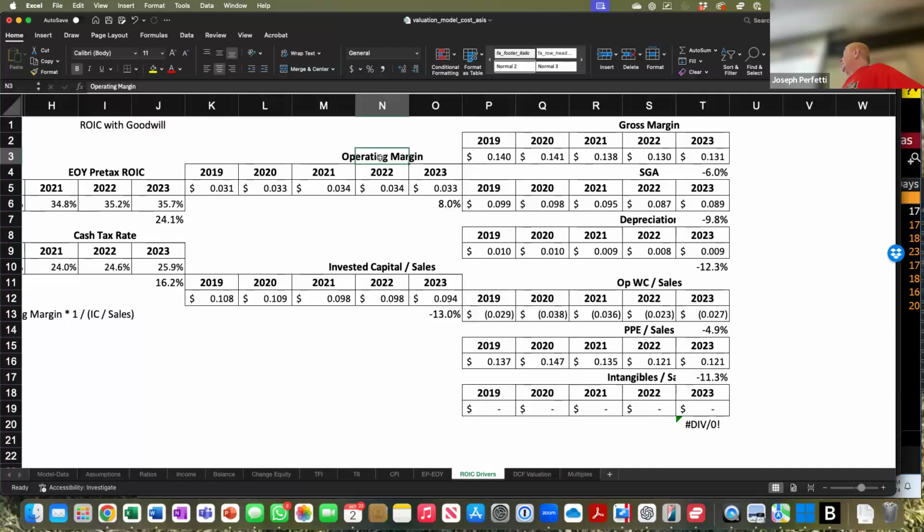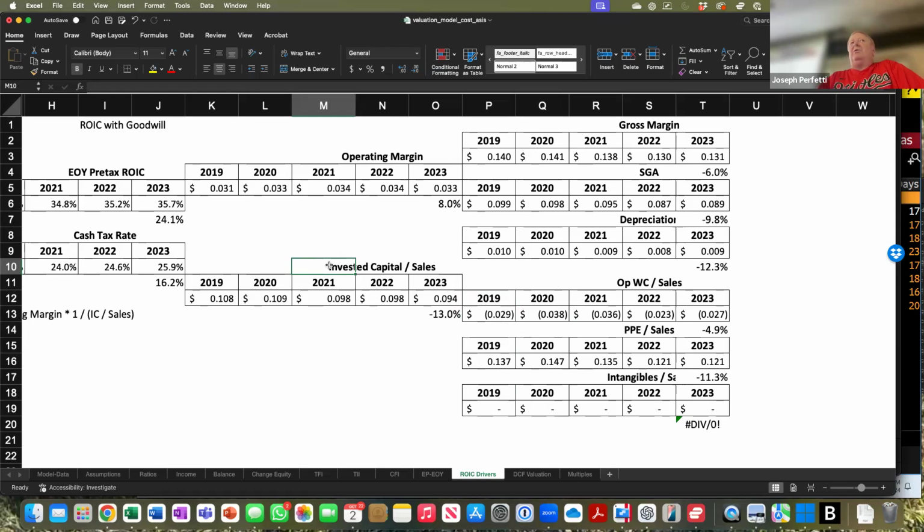Second level drivers for productivity. Why did invested capital to sales go from 10.8 to 9.4? Three parts of invested capital. You just did this in your conversion and your last assignment when you did operating ROIC. WC is operating working capital. So working capital plus PP&E to sales plus goodwill and intangibles equals invested capital. So these three things sum to this. Okay. So what's driving invested capital more favorably? Working capital went from -2.9 to -2.7.